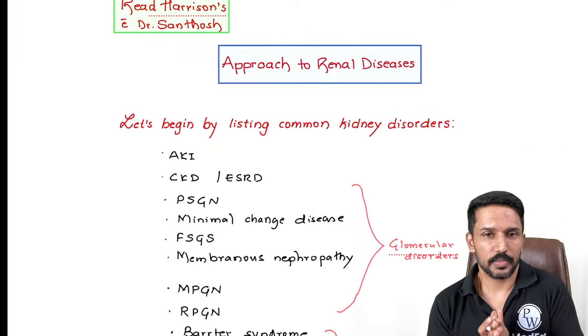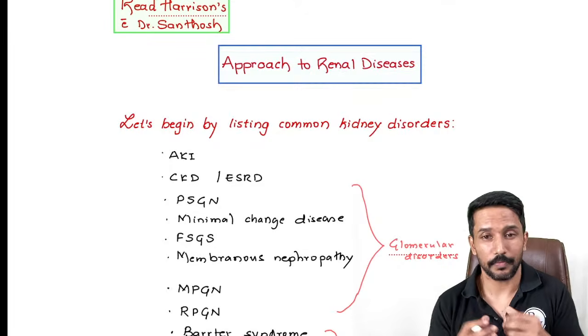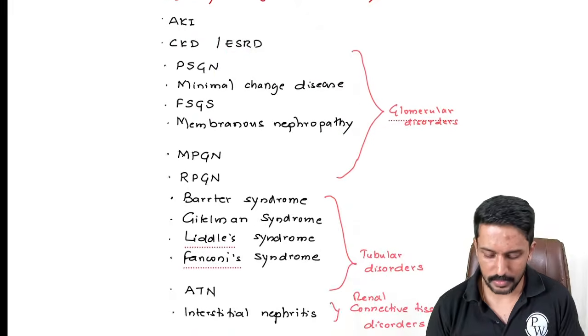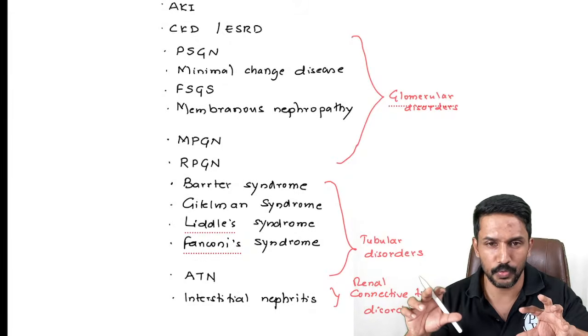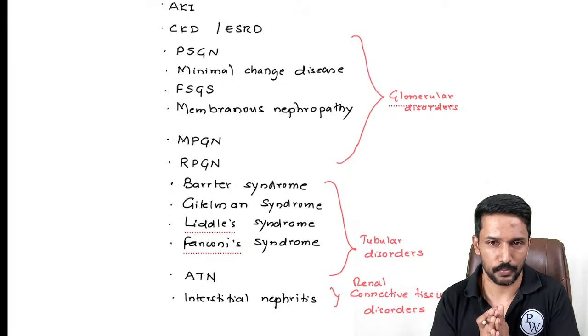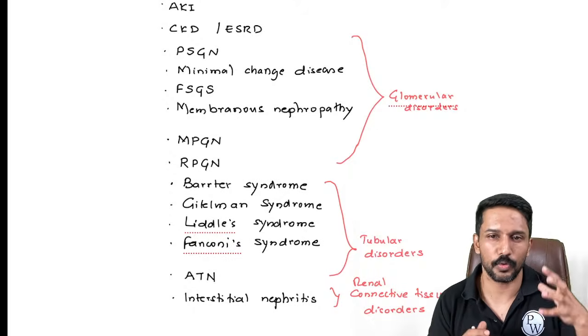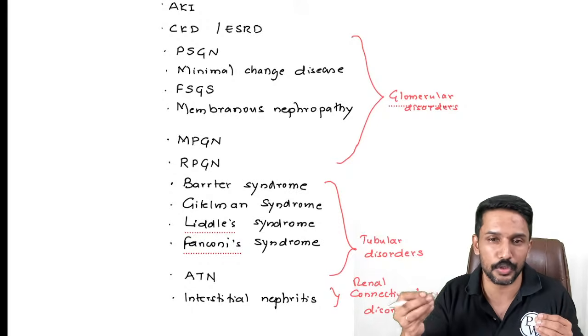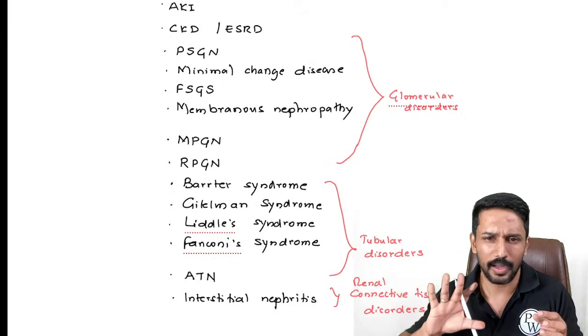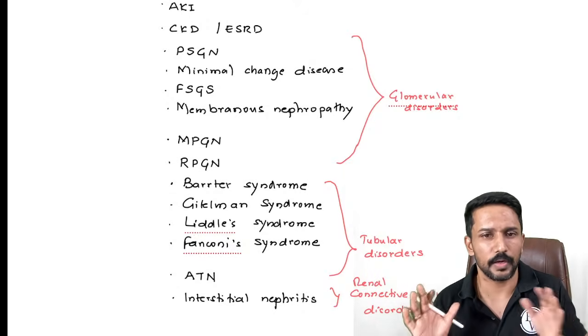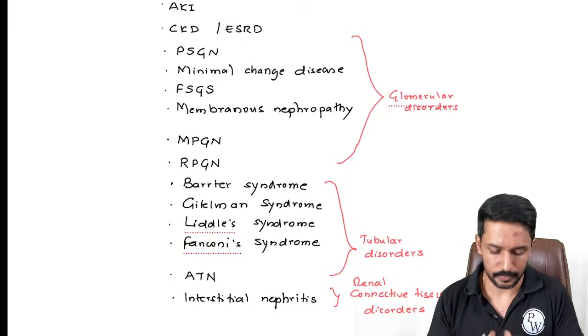So let me summarize what we have discussed today. We have listed the diseases that affect the kidney, and then we learned that these diseases can be localized. Some diseases are affecting glomeruli, some are affecting tubules, some are affecting the connective tissue. We will call them glomerular disorders, tubular disorders, and connective tissue disorders can be called interstitial diseases, and if there is acute inflammation, we will call it interstitial nephritis.